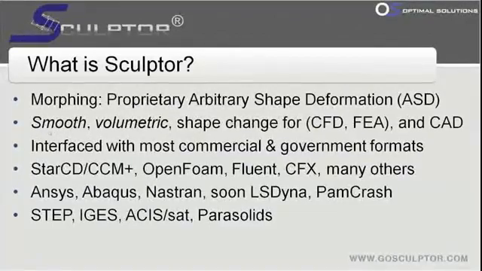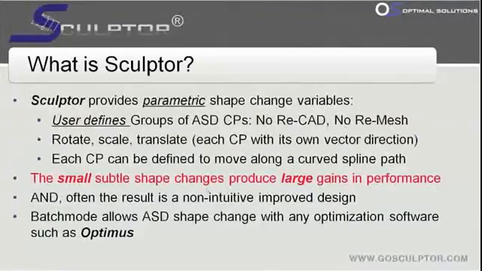Our ASD technology is very smooth, volumetric, and provides the shape changes for these different geometric models. It's interfaced with most commercial and government formats, including Star CCM, OpenFOAM, Fluent, CFX, and many other CFD tools, as well as ANSYS, Abaqus, Nastran in the finite element area, and soon we'll have other formats as well. As far as CAD, we can read and write STEP, IGES, ACIS, SAT, and Parasolid.